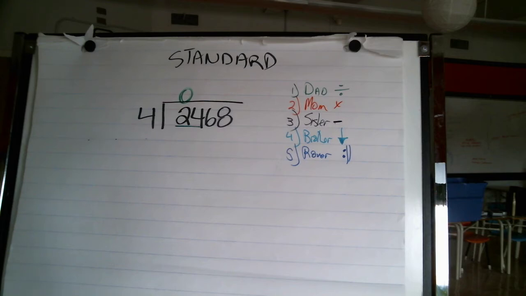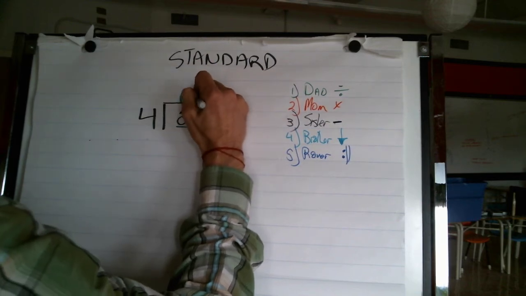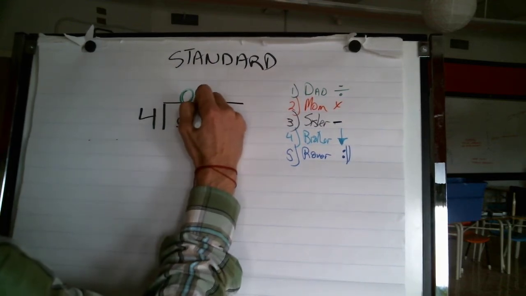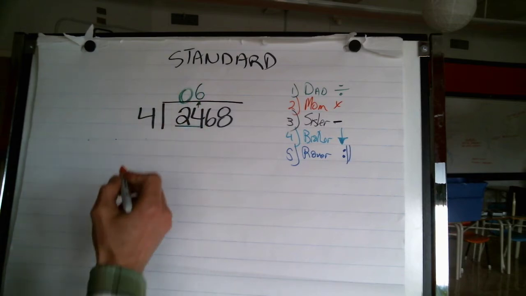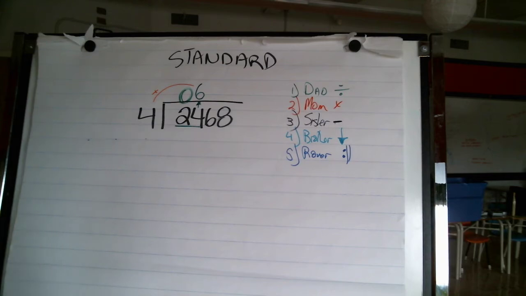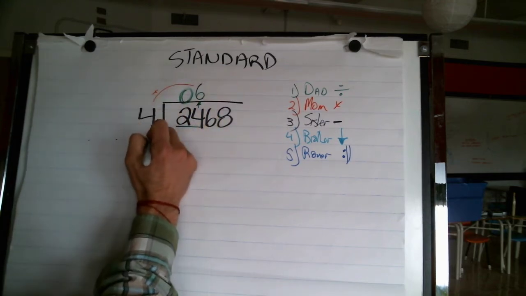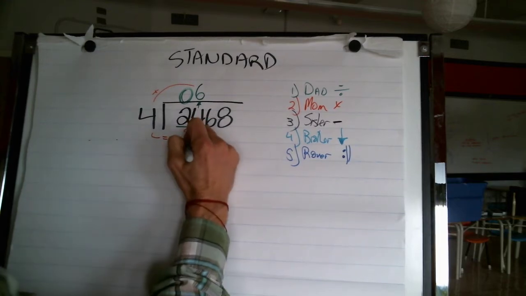Well, we just figured this out, ironically, on the last one, didn't we? 4 goes into 24 6 times. I always write it above the last number I'm using. Okay? So now that we've done our dividing, my next step is to multiply. Well, hey, doesn't this look a little familiar? 4 times 6, I'm going to write the answer underneath. That's 24.